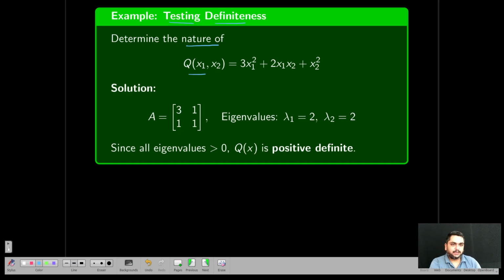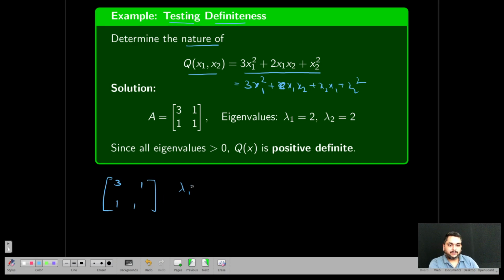They have given the equation 3x1 square plus 2x1x2 plus x2 square. I first find the matrix of it. I can write it as 3x1 square plus x1x2 plus x2x1 plus x2 square. So the matrix is 3, 1, 1, 1. To find the eigenvalues for this, I will get 2 and 2. Both eigenvalues lambda 1 and lambda 2 are greater than 0. That means it is positive definite.